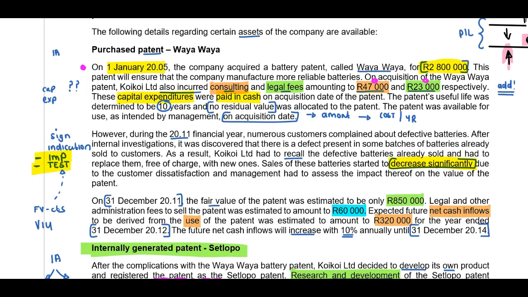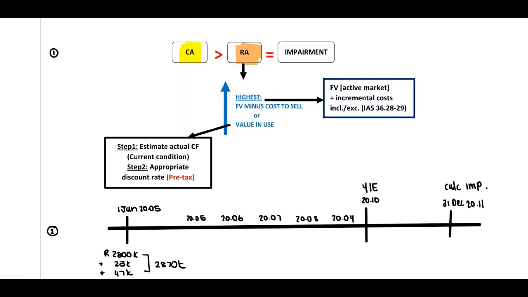Our useful life will be the 10 years with no residual value. Therefore, if we now look at our steps, step number 1, we need to calculate our carrying amount. Step 2, we need to calculate our fair value less cost to sell. Step 3, our value in use. Step 4, determine the highest between step 2 and 3.